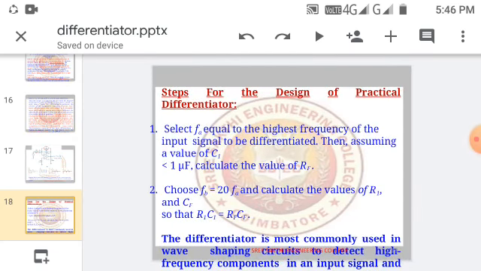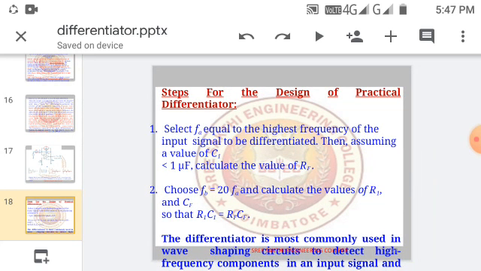So, the steps for design of the practical differentiator. First, you have to select FA equal to the highest frequency of the input signal to be differentiated. Then, assuming the value of C1 is less than 1 microfarad, calculate the value of RF. While doing the practical lab, you can use the same circuit we studied in theory. With that, we can understand how a differentiator works and how an integrator works. Step 2, you can choose FB equal to 20 FA and calculate the values of R1 and CF. So you can get R1 C1 equal to RF CF.